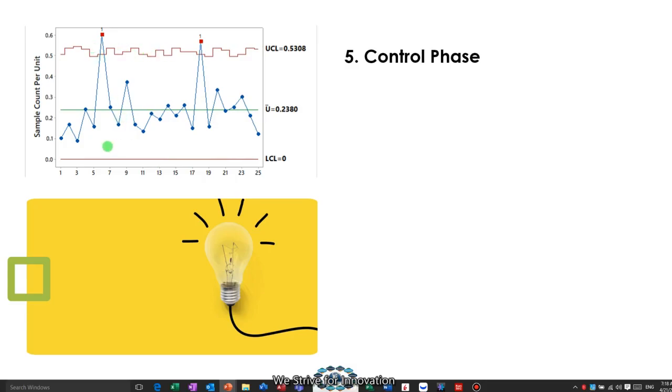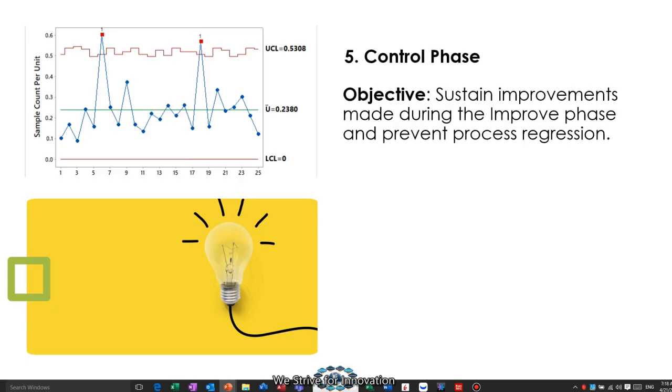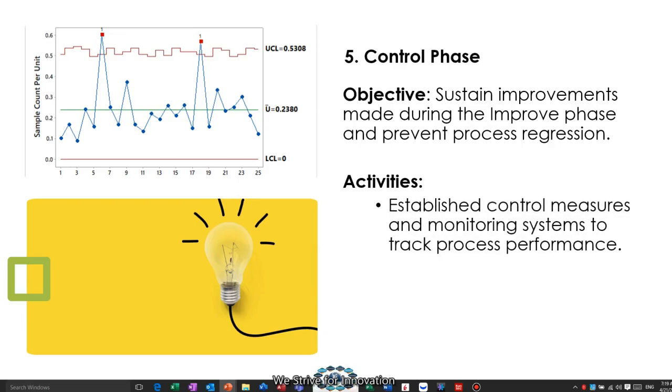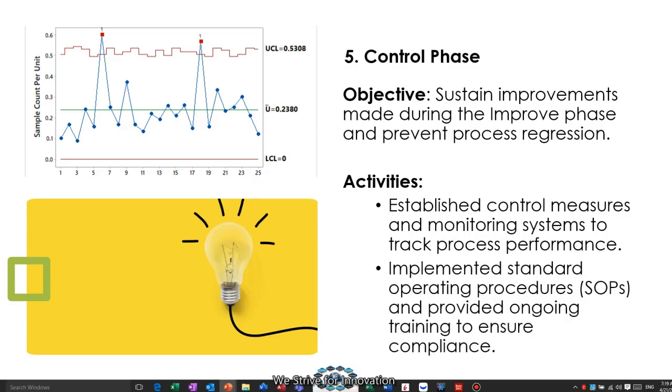You have an upper limit, lower limit. You want your process to be within those limits. Anything outside will raise a red flag. So you sustain improvements made during the improve phase and prevent process regression. What's the activity? You will establish control measures and a monitoring system to track process performance. Then you will implement standard operating procedures and provide ongoing training to ensure compliance.